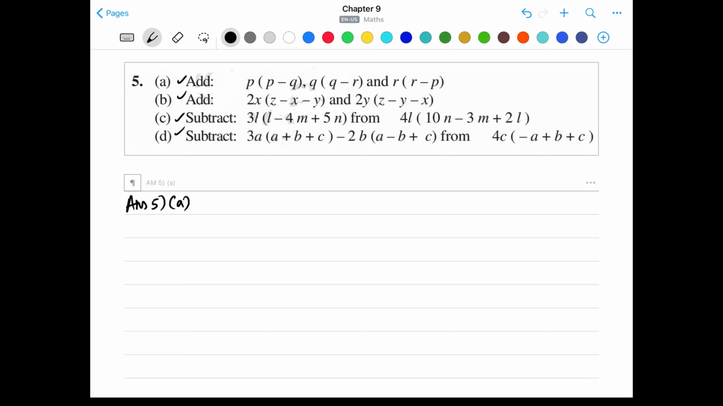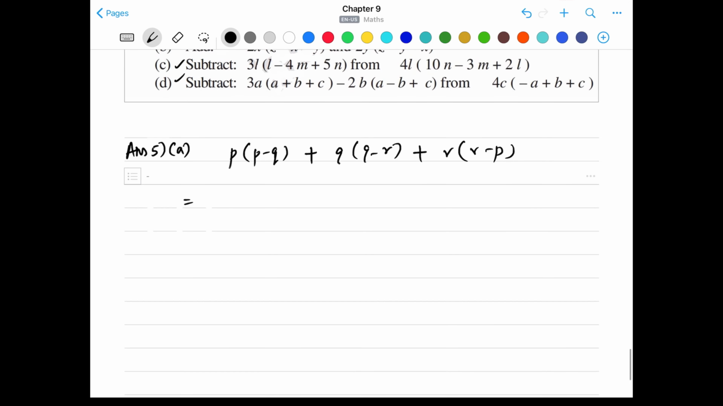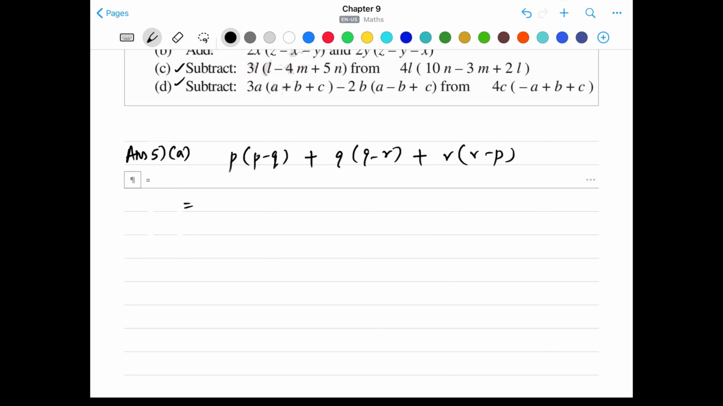So let's write them in the addition form, by adding all the terms. First we have p into p minus q, let's add it to q into q minus r, and add it to r into r minus p. So now we are going to multiply these. First we are going to simplify all the respective expressions, then we are going to add them.